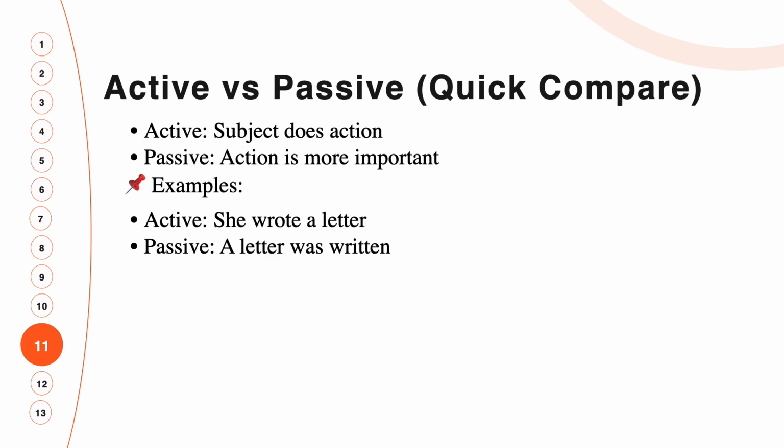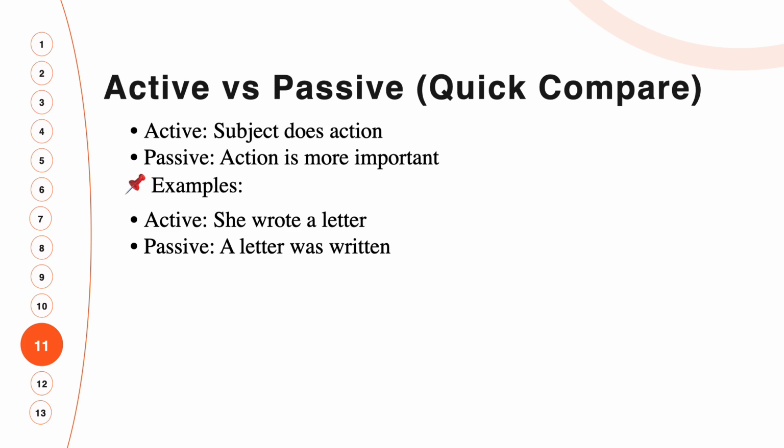So in active, it shows the action which is done by a subject. So the examples are given, which are she wrote a letter. You can use this form for talking, which is the active part. So the passive is generally used in stories.